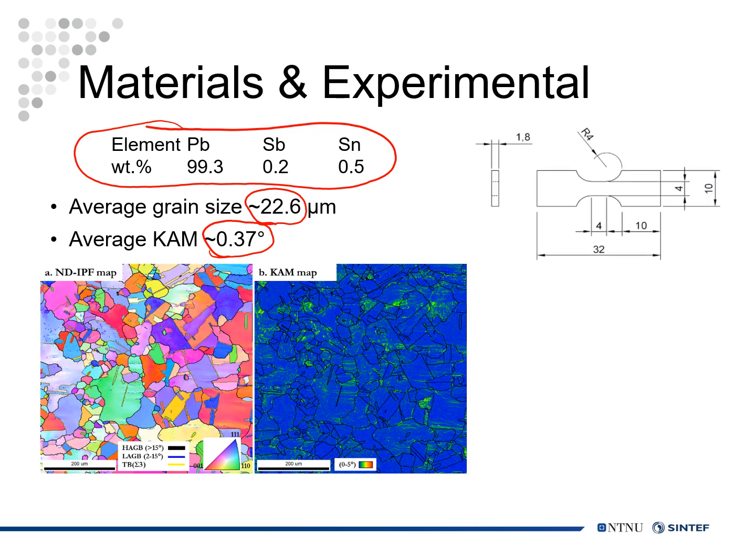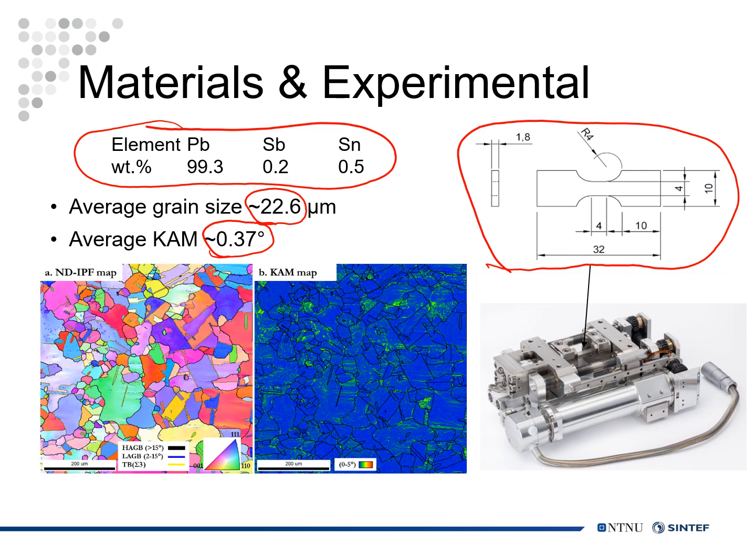The as-received material was further manufactured into dog bone-shaped tensile specimens according to this geometry, and the specimens are loaded in a small tensile compression module. This small machine is designed for in-situ tests in a scanning electron microscope.